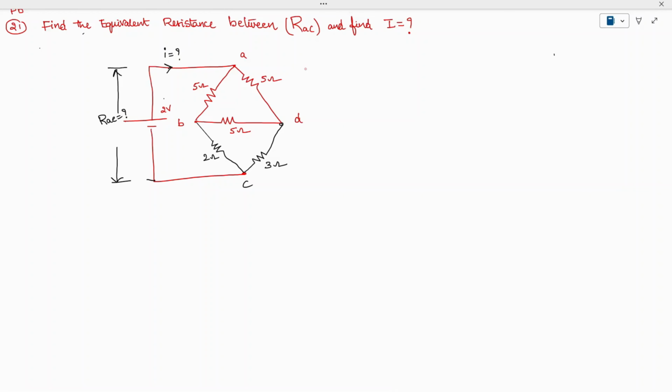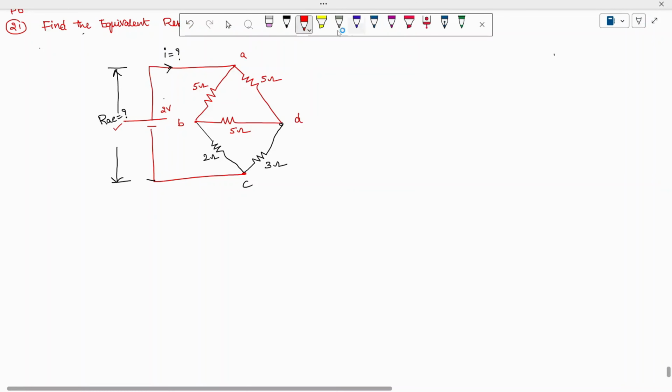Today we are going to find the solution for the below problem. Find the equivalent resistance between R, AC and find the total current drawn by the network. Let us try to see how to solve this problem. You can see here this above is connected in a delta. So I'm going to convert this delta into a star.